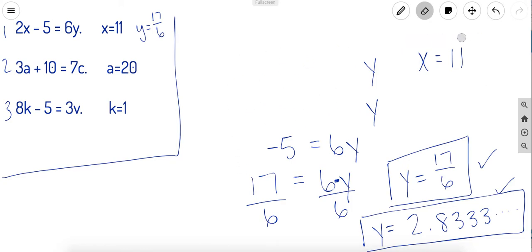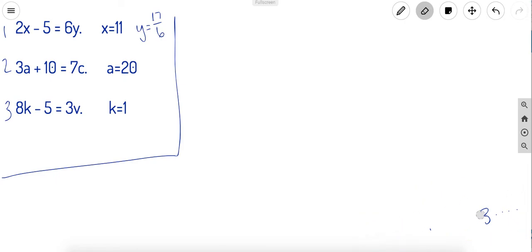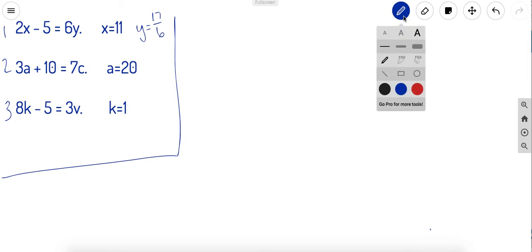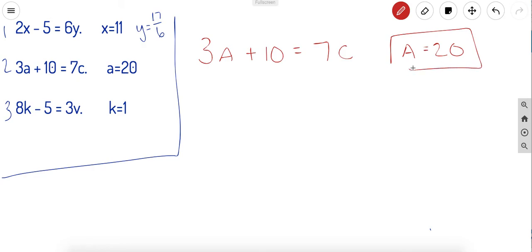Now let's try the next problem. Okay. For number 2, we got 3a plus 10 equals 7c. And we are given that a equals 20. So again, just like for all of our problems previously, we can plug in 20 every time we see an a. So we're going to do 3, and when I see the letter, I'm going to plug in 20, plus 10 equals 7c.